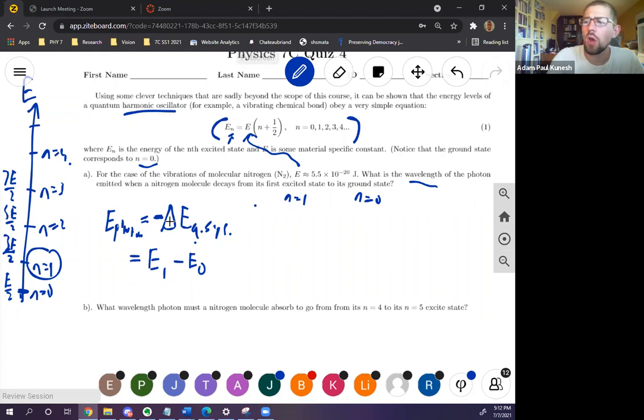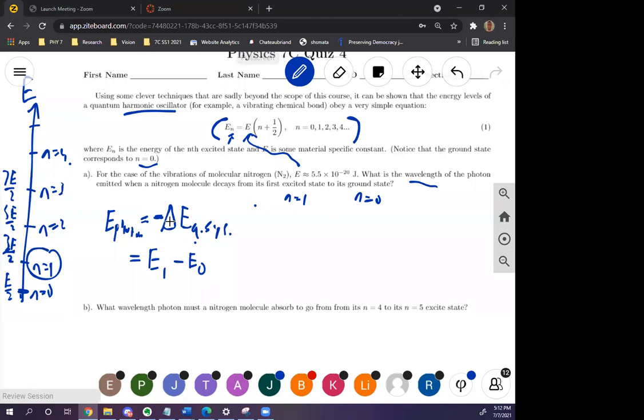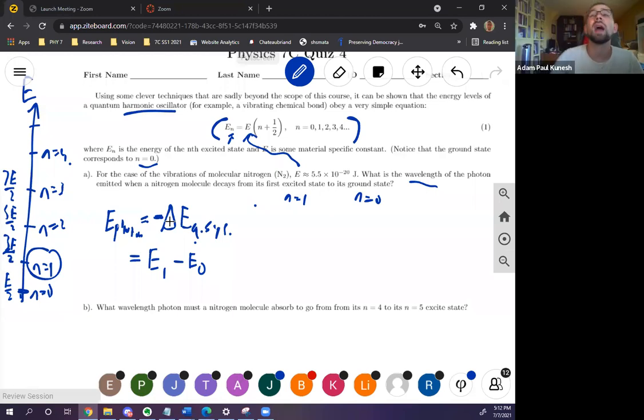That's not true in general. No, the negative in front doesn't necessarily mean that energy is being released. Okay. I guess. Oh, you're okay. I think I see what you're saying.